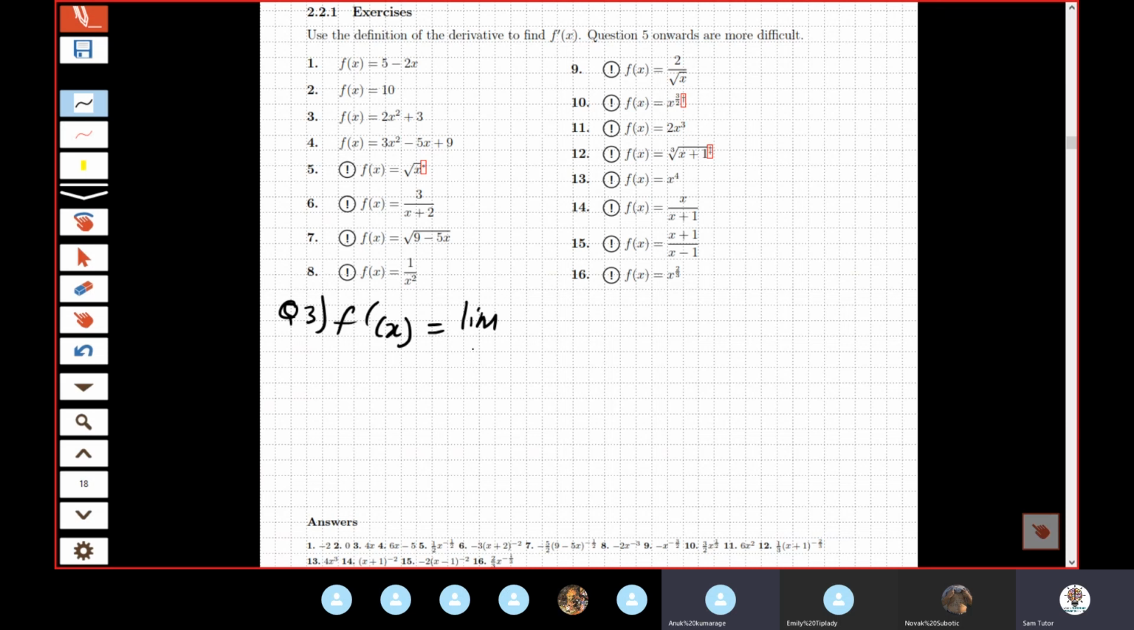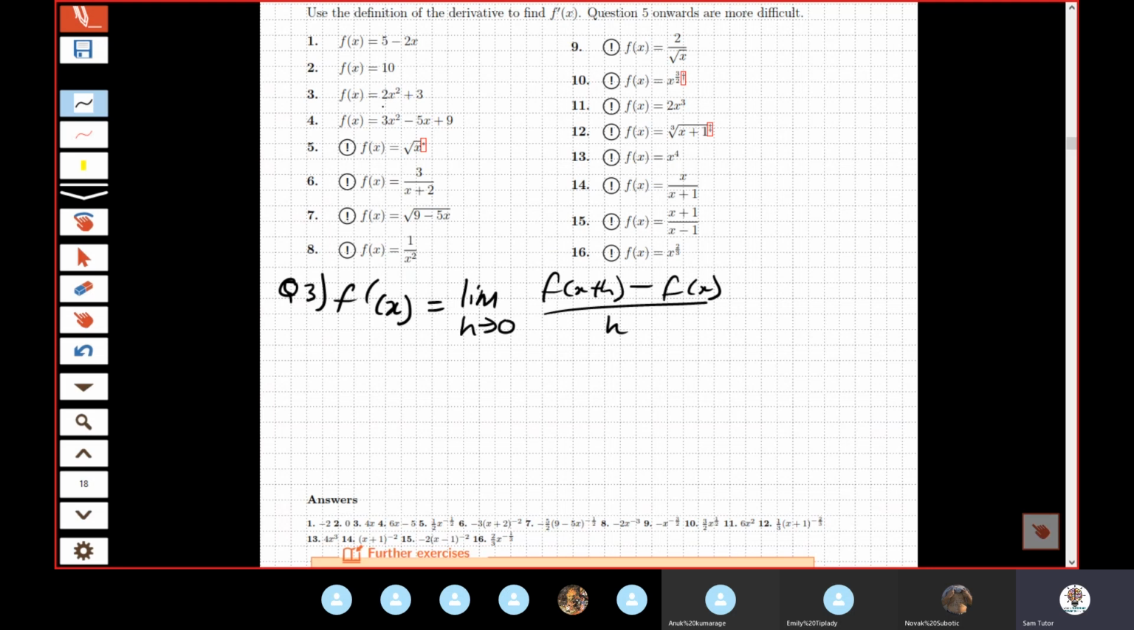f of x plus h minus f of x, over h. Do you remember what the beginning was? Limit as x approaches h. Close. As h approaches 0. Good try. So the denominator is 0. That's the idea with it. The h is going to approach 0.